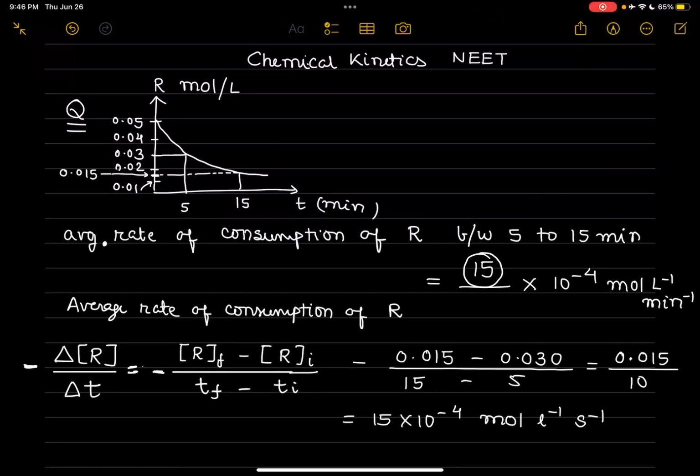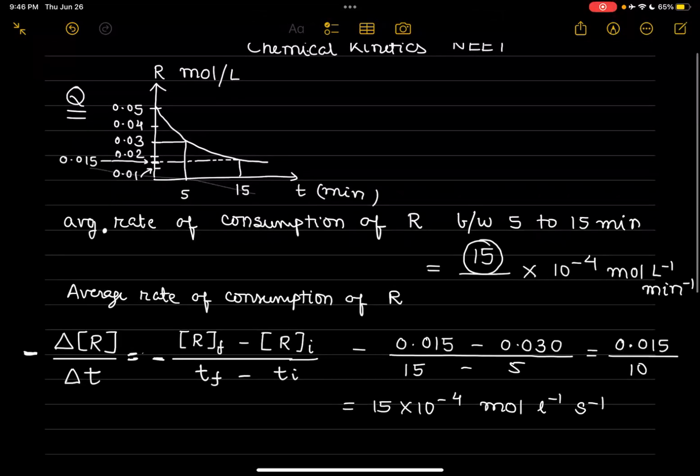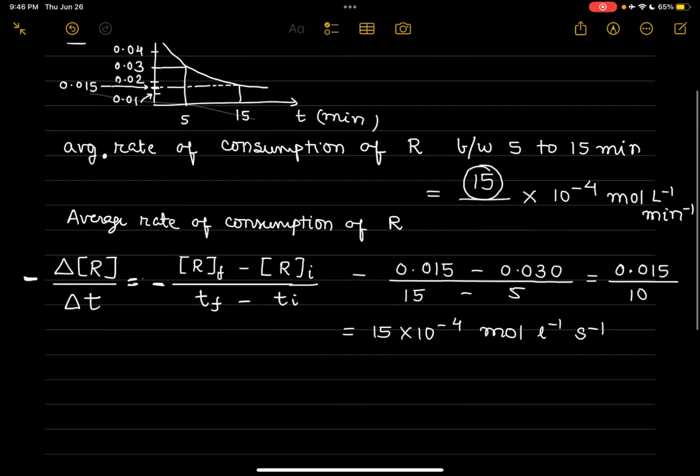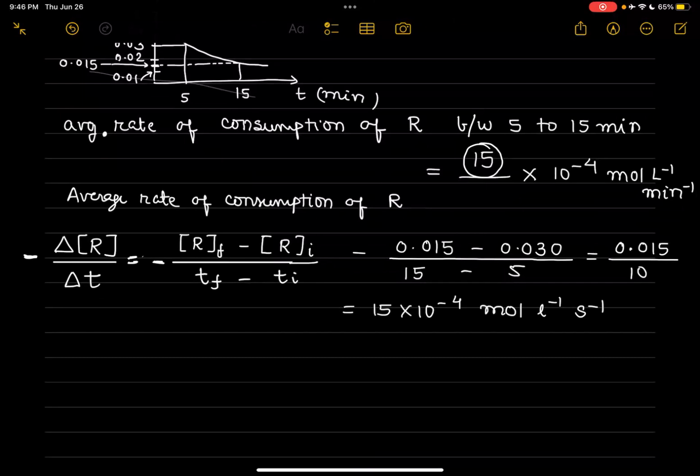These are the most common questions, and they are very, very important because if you look at your NCERT, you will find these problems. You will find these graphical problems in your NCERT also. So very important. Next question.